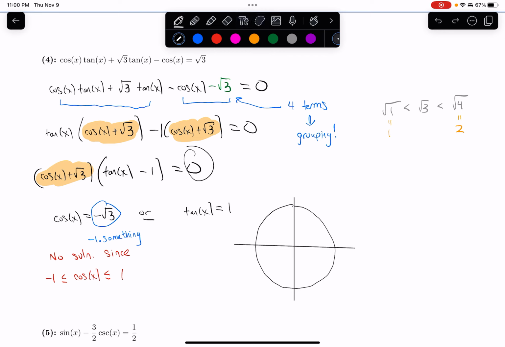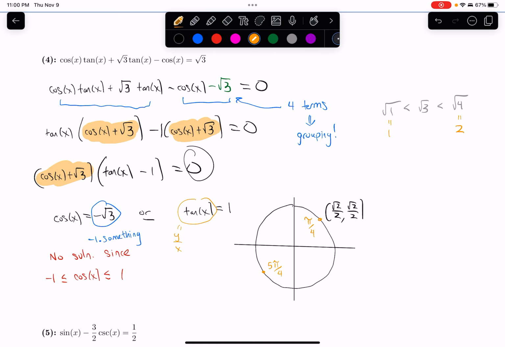At which spots in the unit circle, when I do tangent, because remember tangent is equal to y over x, at which angles, when I divide y by x, does it equal 1? There's two spots. It happens at pi over 4, where the coordinates are root 2 over 2, comma, root 2 over 2. And it also happens at 5 pi over 4.